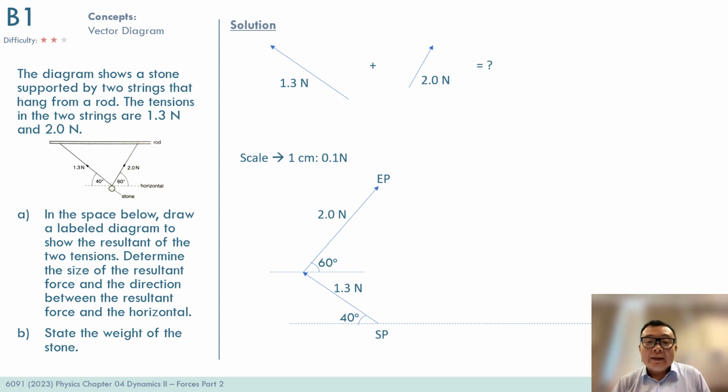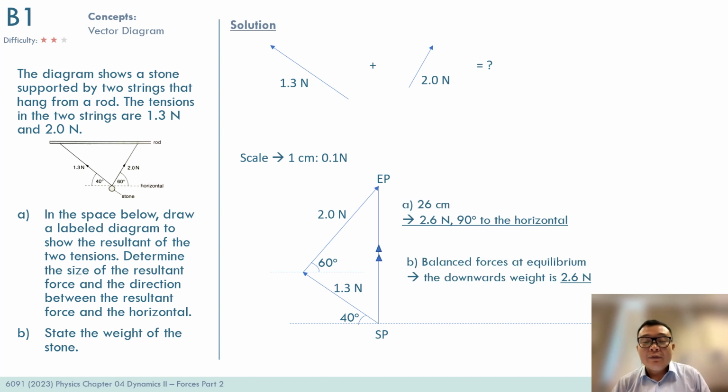The answer to this vector addition is the resultant vector, which is simply connecting the starting point to the ending point. If you have done this accurately, you should get a resultant vector of 2.6 newtons that is exactly perpendicular to the horizontal. Now, in part B, you are asked to state the weight of the stone. When the question asks you to state, it means that the answer can be just written out immediately without much calculation. So the weight of the object is actually the same answer as part A, which is 2.6 newtons.